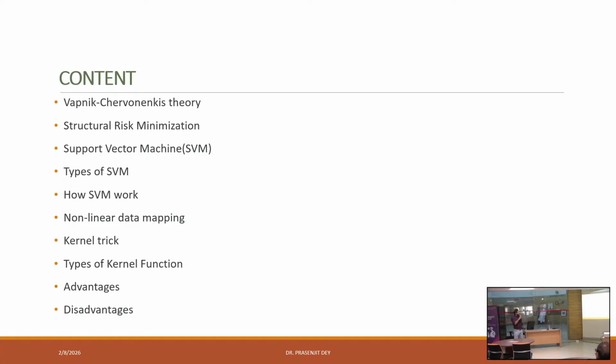Then I will talk about support vector machine, the types of support vector machine, and how SVM actually works. Then I will talk about what happens if the data are non-linearly separable, and how SVM is going to manage that. In regard to that I will talk about the kernel trick and the types of kernel functions that can be used. Then finally I will conclude with the advantages and disadvantages of the support vector machine.